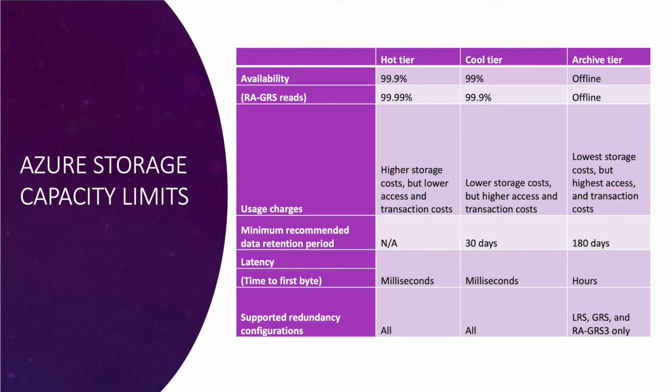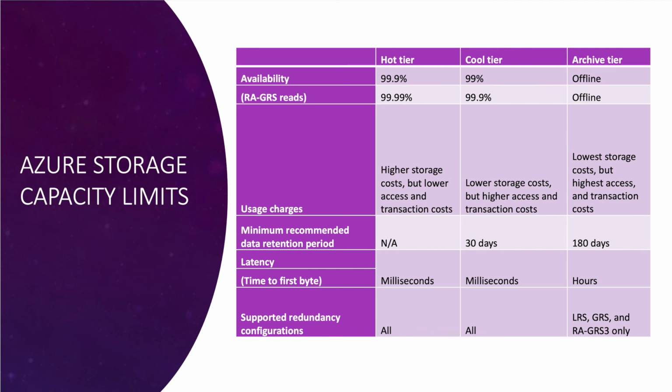There are some kind of interesting capacity limits on this, right? As you go through and take a look at how they did it on the table, the availability is always going to be like 3 or 4 nines. The interesting part though is that on cool tier, it's only 99% for availability. Right? Lower storage costs, but higher access transaction costs. Everything is milliseconds except for archive, which can be hours, and then supported redundancy. Then you've got to make sure that in your archive tier you've actually got some really good backups going somewhere for this just in case.